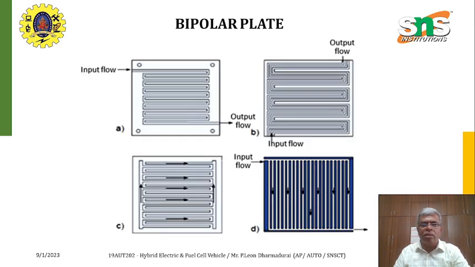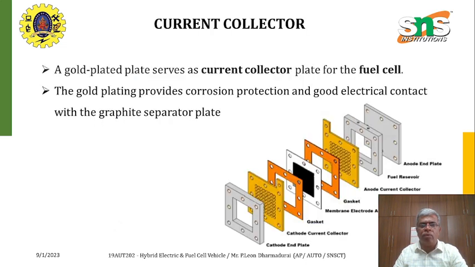And coming to the types of bipolar plate, here the arrangement of fuel flow is in a different manner. Let us see here in diagram A, the fuel or air is supplied at the top left and leaves from the bottom left. In figure B, it's supplied at the bottom right and moves out from the top right. Another, C and D, are also different kinds of arrangement of the fuel flow.